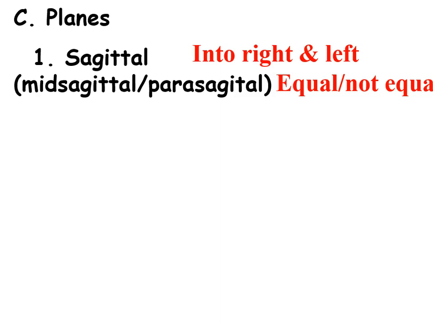So if I drew a line right down between my eyes and the nose, right in the middle of my mouth, went down my belly button, that would be mid-sagittal. But if I drew one where I cut off my right arm, that would be parasagittal.